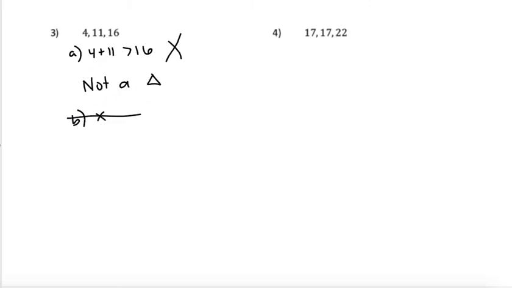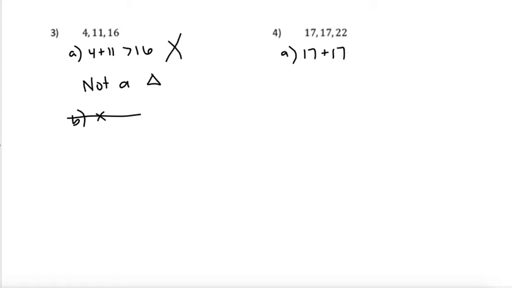On number 3, let's check 4, 11, and 16. Notice that I've taken off some of that direction. We want to check. First, is 4 plus 11 bigger than 16? Okay, so 4 plus 11 is 15. 15 is not bigger than 16. So immediately we can say not a triangle. Okay, so we don't even need to do part B because it's not a triangle to begin with. So we move on.